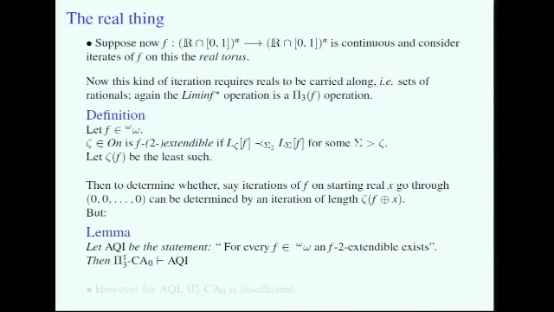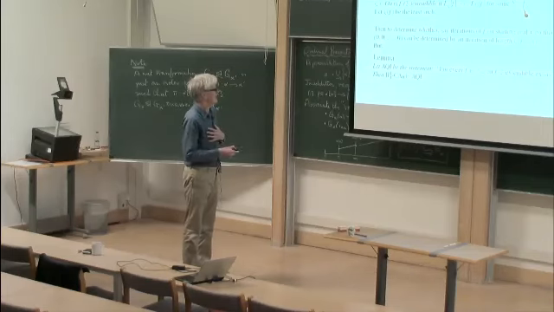So again, just to state this a little bit more formally, let AQI be the statement that for every function f, such an ordinal exists. We've got sufficiently many well orderings like this. Then you can prove the existence of these ordinals in pi1-3 comprehension; pi1-2 comprehension doesn't suffice here.